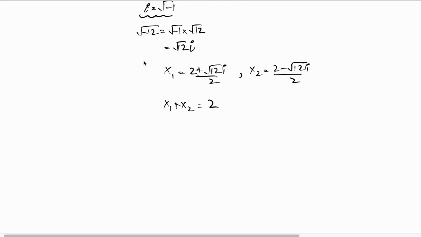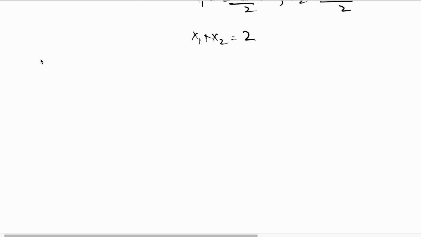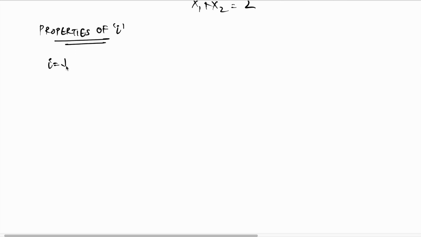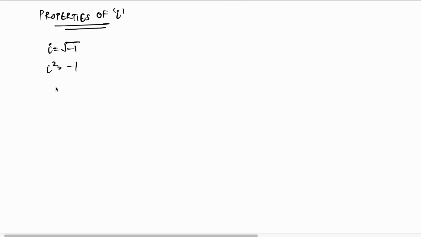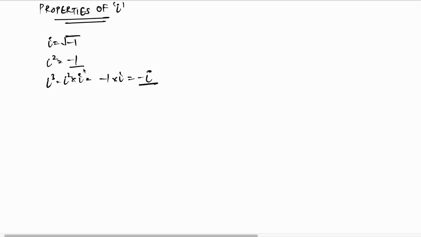The first thing is we'll try to understand the properties of i. So I'll just write it down: properties of i. i equals the square root of minus 1. That's the definition. If I square both sides, I'll get i squared as minus 1. Then i cubed will be i squared into i, which is minus 1 into i, which is minus i. And i raised to 4 will be i squared into i squared, which is minus 1 into minus 1, which is 1.